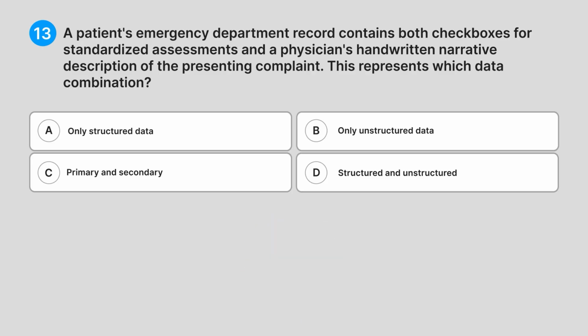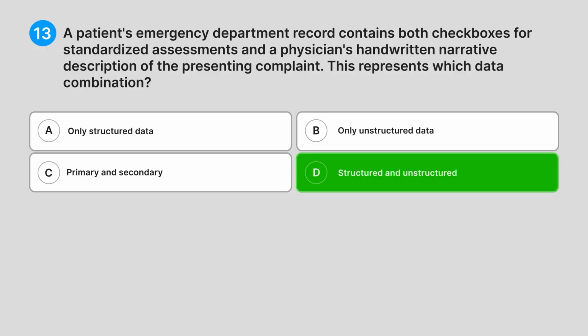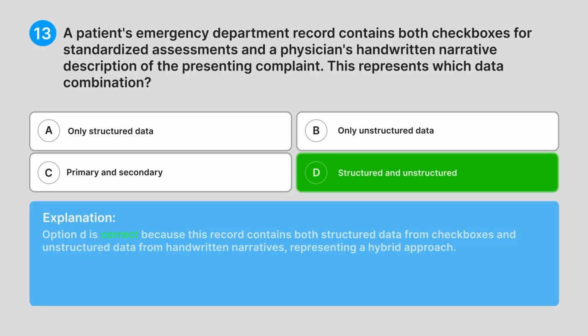Correct answer, D. Structured and unstructured. Explanation. Option D is correct because the record contains both structured data from checkboxes and unstructured data from handwritten narratives, representing a hybrid approach.